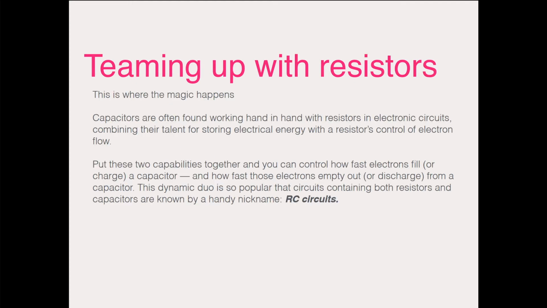Now, this is where the magic happens: teaming up with resistors. If you put these two components together, you can control how fast electrons fill into the capacitor and how fast those electrons empty out. It's really a fun way to control the speed and flow of electricity through a capacitor.